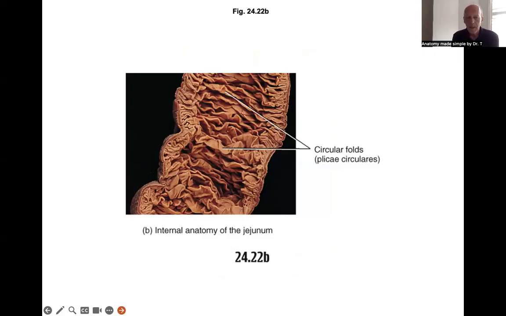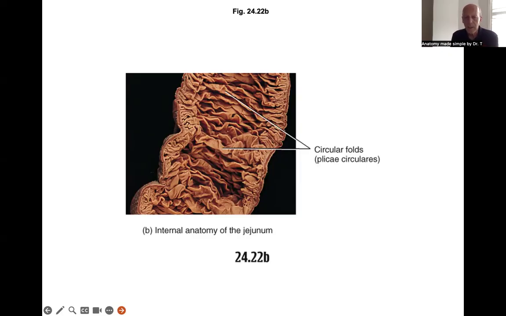This is a longitudinal section through part of the jejunum, where you see the lumen and the really numerous, rich folds that the mucous membrane throws itself into. These individual folds are known as plicae circulares, and the main reason for their existence is that they significantly increase the available absorptive surface of the digestive system.